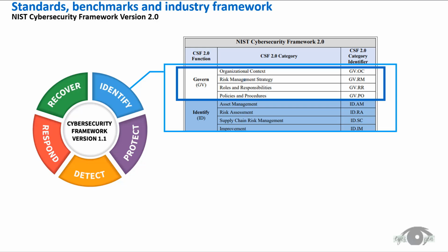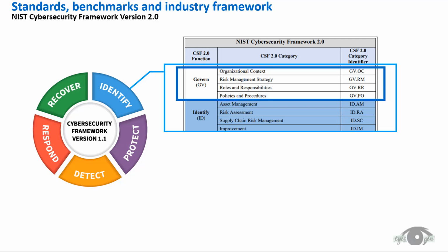The next function is the function Identify, ID, which aims to determine the current cybersecurity risk to the organization. First category of this function is Asset Management, id.am, which state that assets, e.g. data, devices, software, systems, facilities, people, that enable the organization to achieve its business objectives should be identified and managed based on their materiality to organizational objectives and the organization's risk strategy.